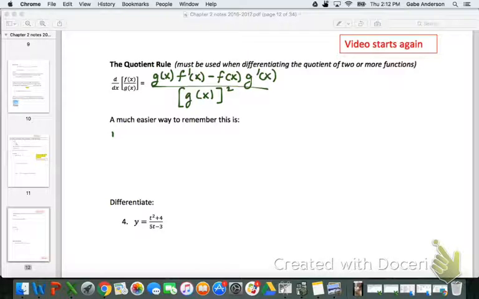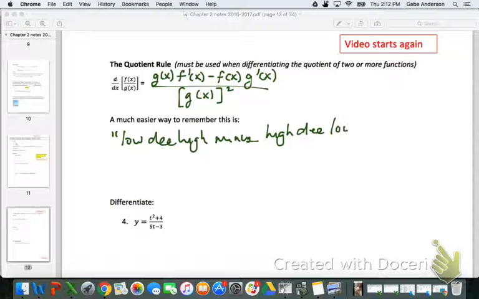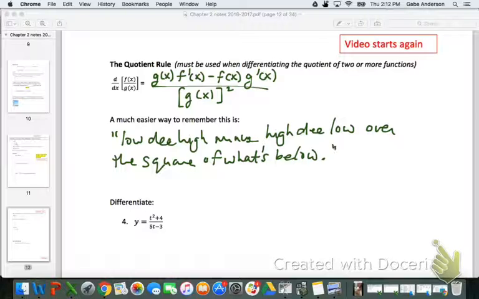So here we go. Remember this little saying: low d high minus high d low over the square of what's below. And hopefully you can see how that goes with what I wrote up there. And this is just a good little way of remembering the quotient rule.